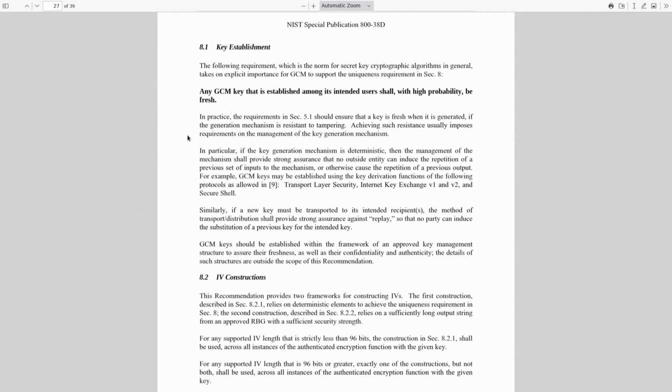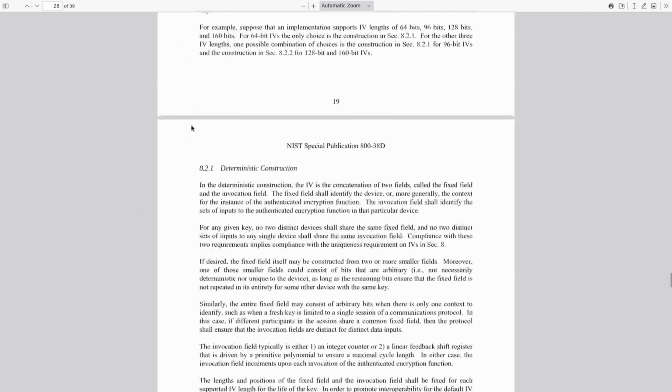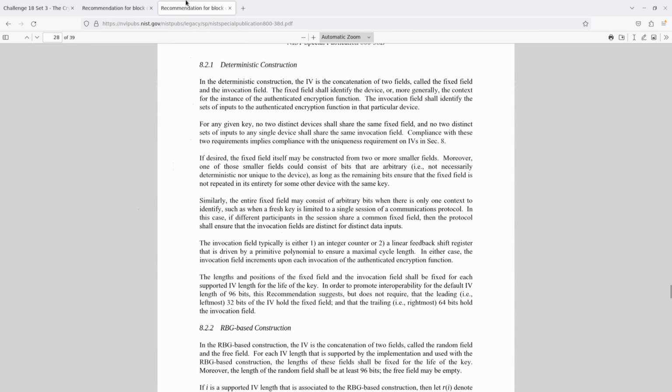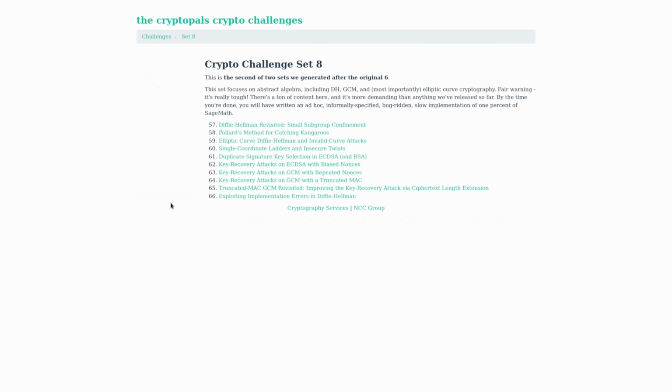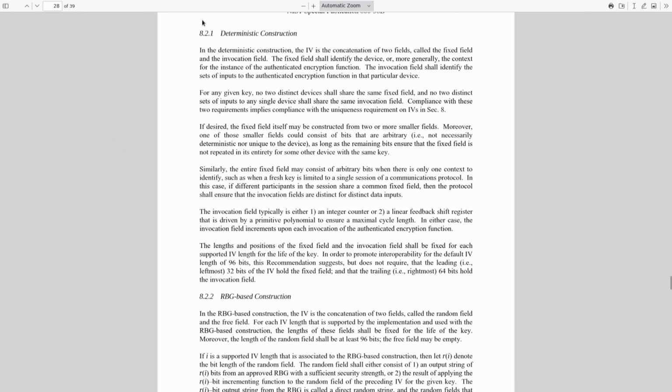I was about to say that should go without saying, but in a NIST standard, nothing goes without saying. But for IV constructions here, there are 2 ways to do this. There's the deterministic construction, which we will have a lot more to say about in a future video. I'm holding that one off, I think, for set 8. If we go to set 8 here, there's, yes, key recovery attacks on GCM with repeated nonces. This is a classic attack on GCM that is super good to know about, and one of the countermeasures to it is deterministic IVs. And if you're wondering, nonce and IV are basically used as interchangeable terms here.